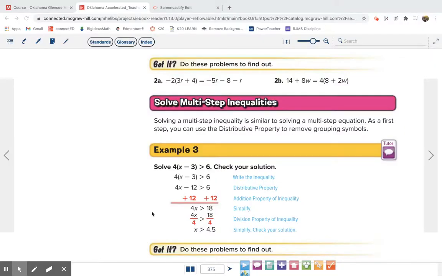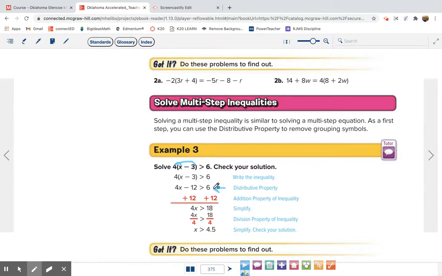Now in example 3, we're doing the same thing, but now we have an inequality sign instead of an equal sign. It works, and we solve it the exact same way. So this means we're trying to get x by itself with that inequality sign, so I've got to get rid of these parentheses by distributing. 4 times x is 4x, minus 4 times 3, which is 12, and then I still have greater than 6.